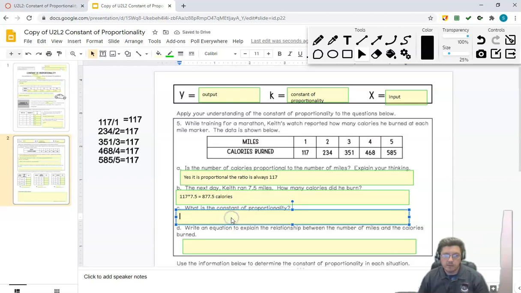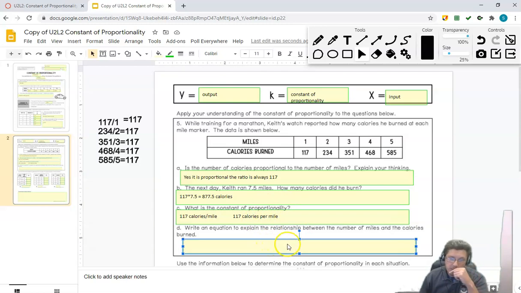What is the constant of proportionality? It's 117 calories per mile. Since we're using that division, you could either write it that way, or write calories per, with the word per, mile. You could even say 117 calories for each mile, but we need one phrase in there that tells us it's a ratio. Write the equation to explain the relationship between the number of miles and the calories burned.